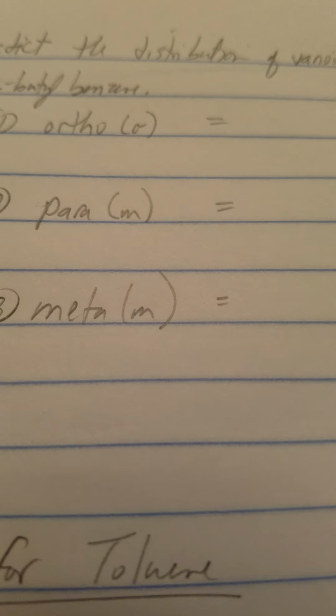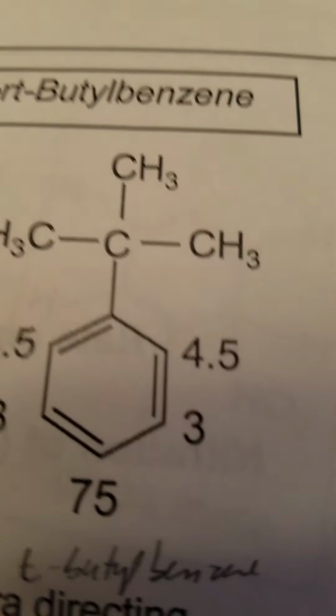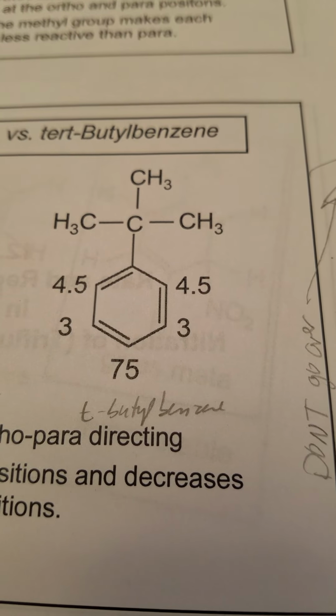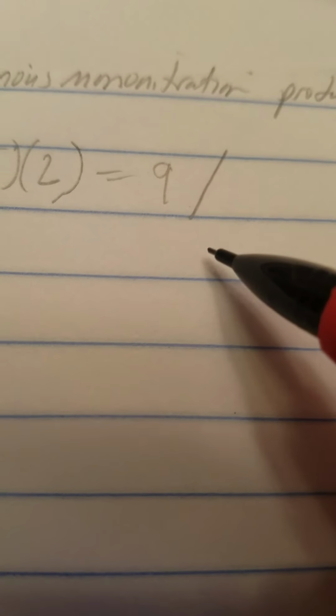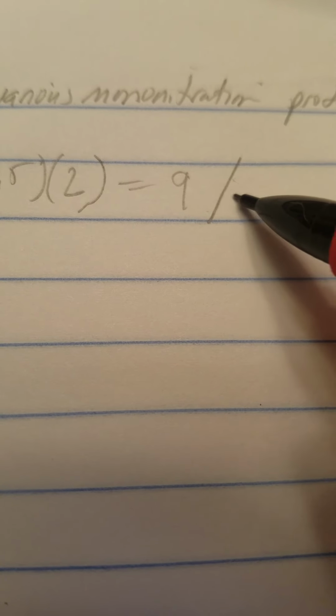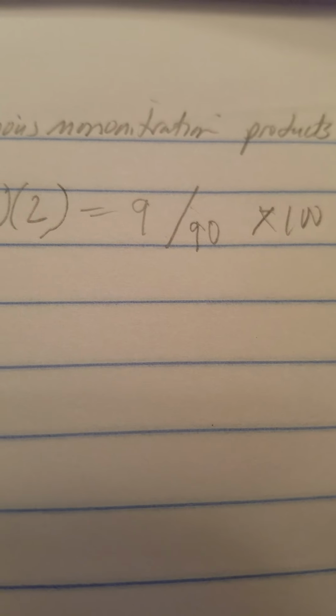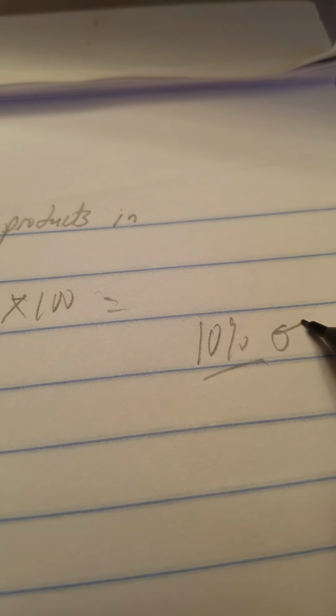If I go back and look at my tertiary butyl benzene here, in my ortho position I have the 4.5. So I'd have 2 4.5s, which would give me a total of 9. And then I want to divide that by the total overall partial rate factor. So in tertiary butyl benzene it was 90. And then of course multiply by 100 to make it a percentage. So 10% of my products in nitration I would expect to be ortho.